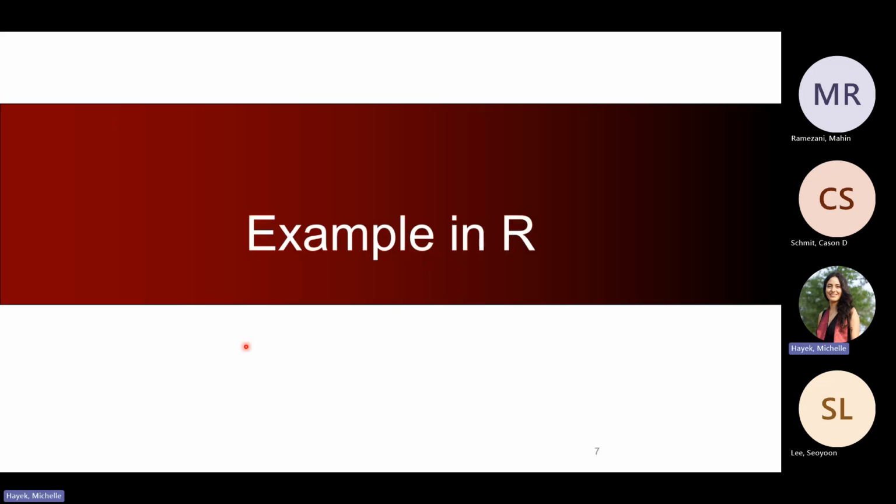So now that we talked about a brief definition, I'm going to show you an example in R.